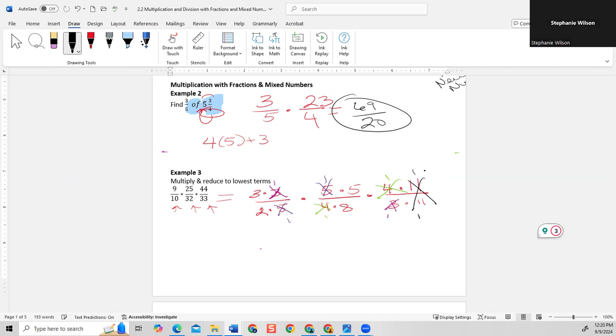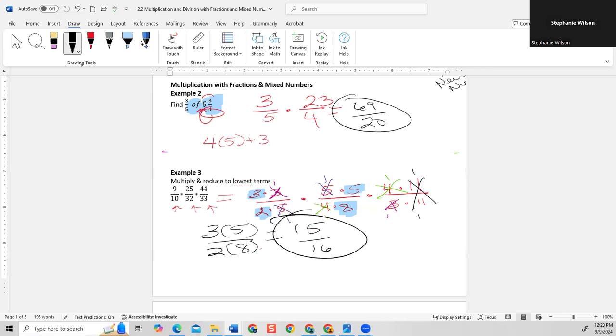So now I got 3 times 1 times, oh, I got a 5. So what we need to do is highlight. I got a 3 times 1 times 1 times 5 times 1 times 1 on top. On bottom, I have 2 times 1 times 1 times 8 times 1 times 1. Awesome. So now I have 3 times 5 over 2 times 8, which is 15/16. And that's my final answer. It's a proper fraction. Thank you.